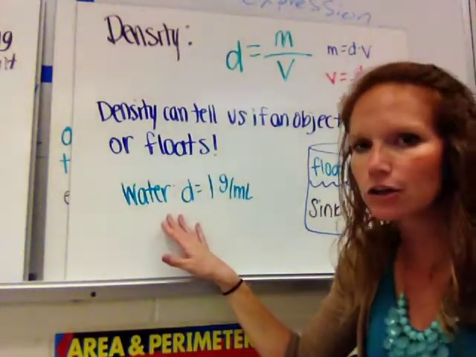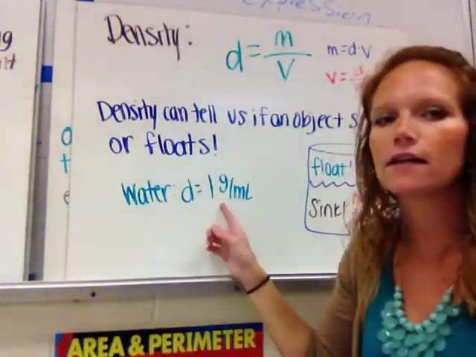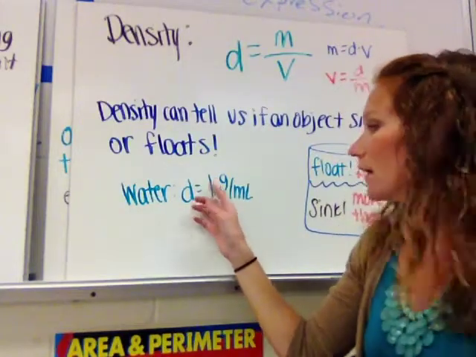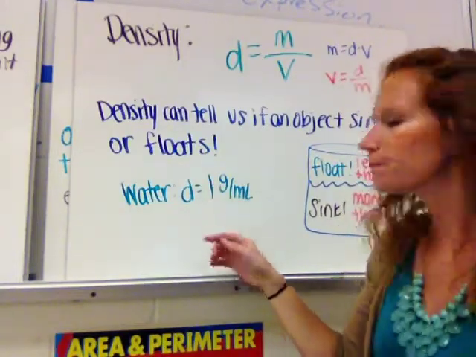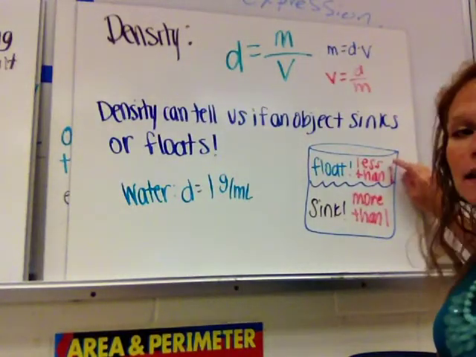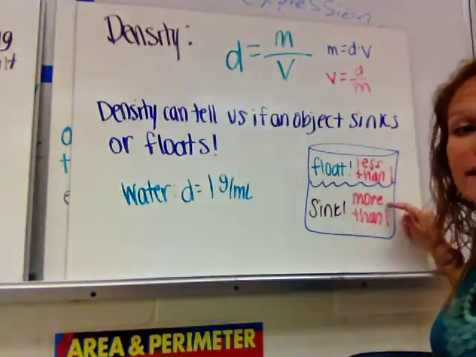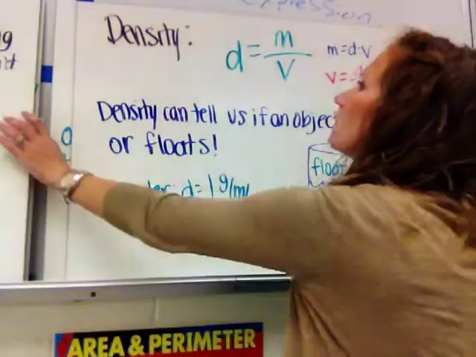And then you're comparing it to whatever you're putting it in. Most likely, that'll be water. And water has a density of 1 gram per milliliter. That's the mass divided by volume. If an object floats, it has a density less than 1, a density where it can be on top of it. If it sinks, it has a density of more than 1.